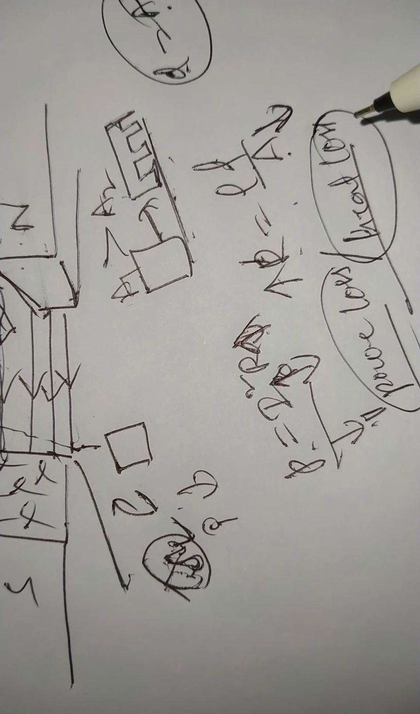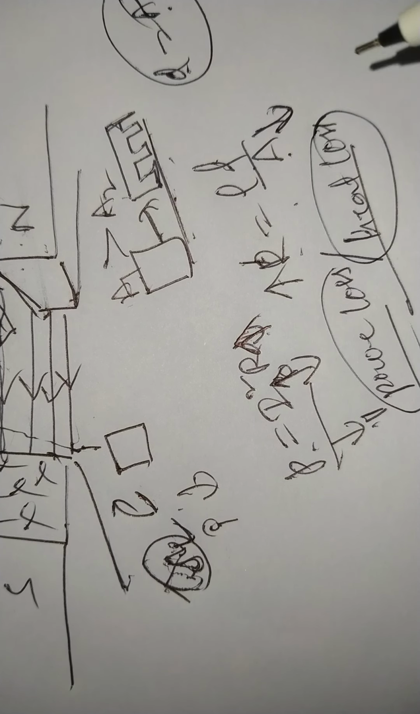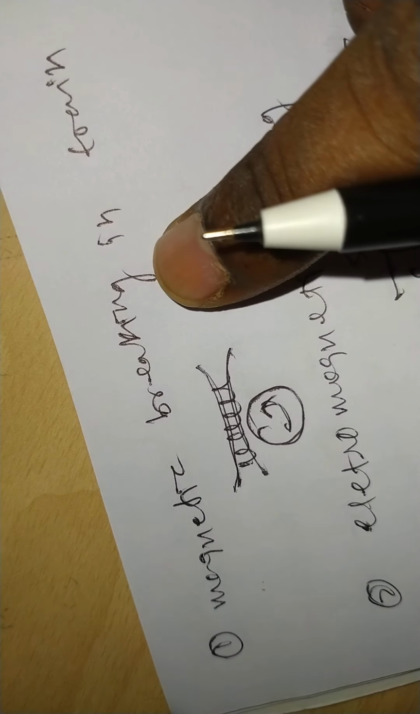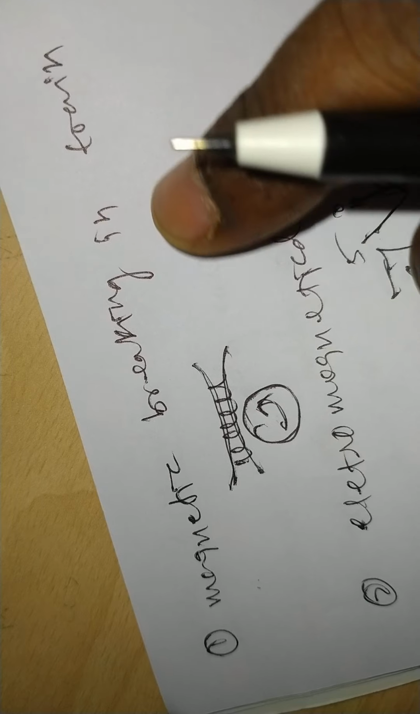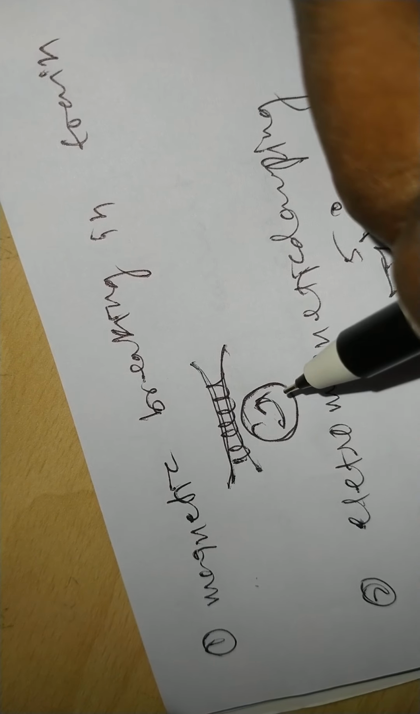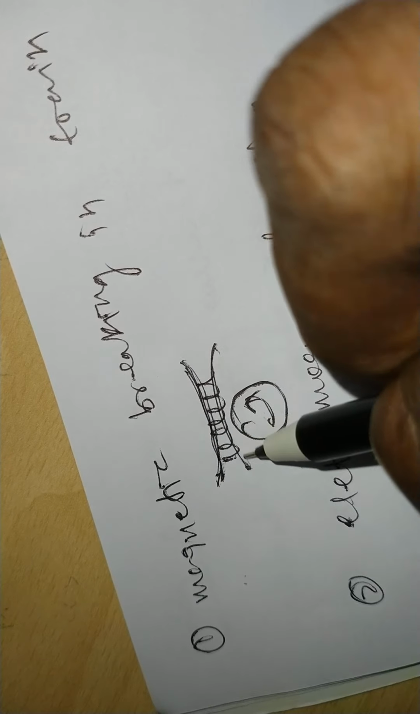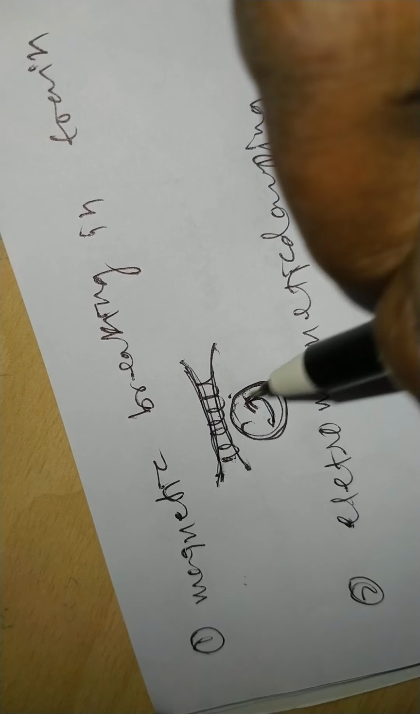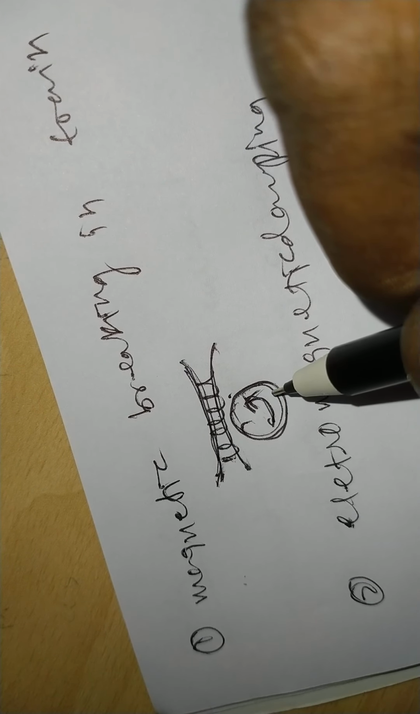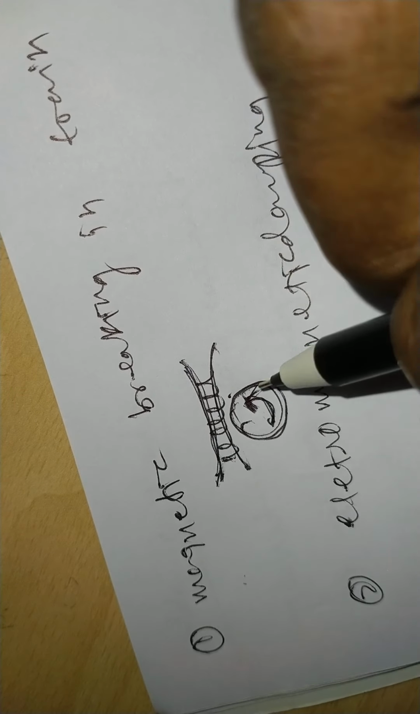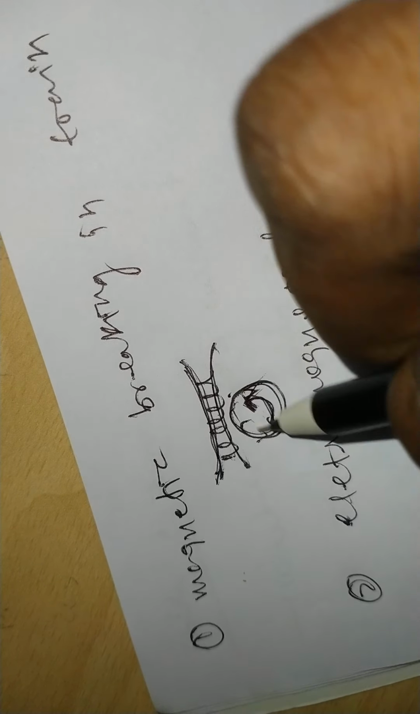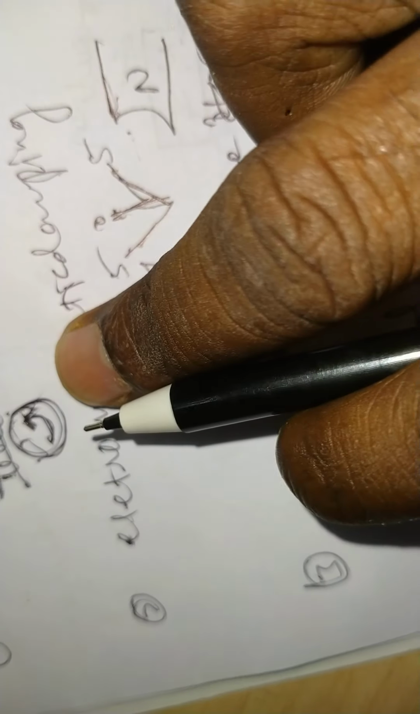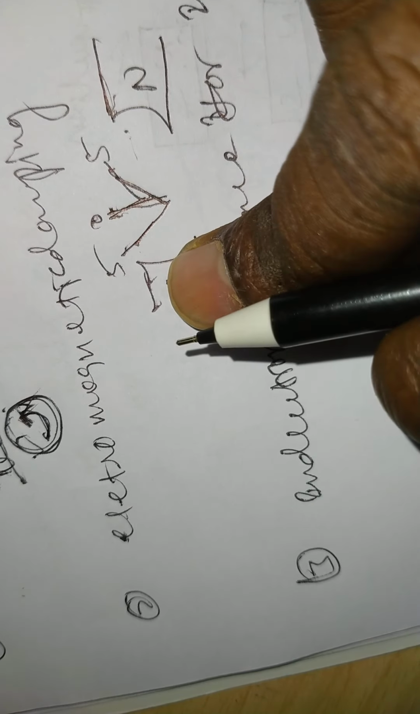Next, what are the uses of eddy current? Number 1, magnetic braking in the train. In the train there is a wheel, and when it rotates it forms an eddy current. Current increases. Circulating current is called eddy current.